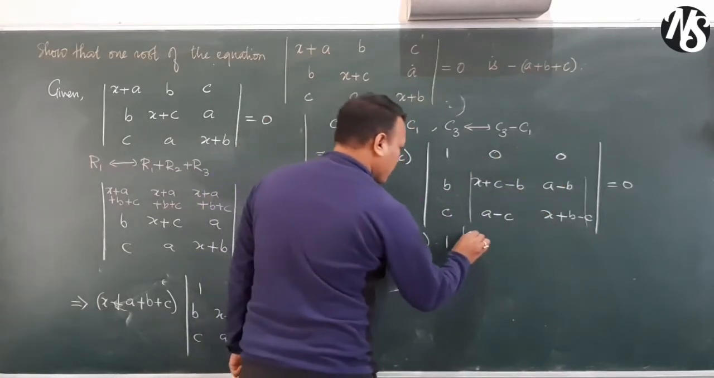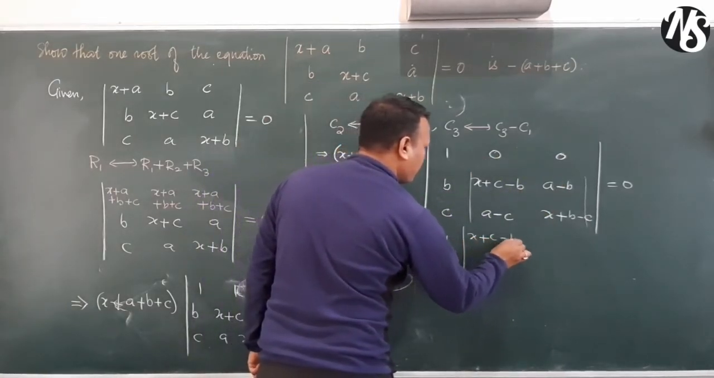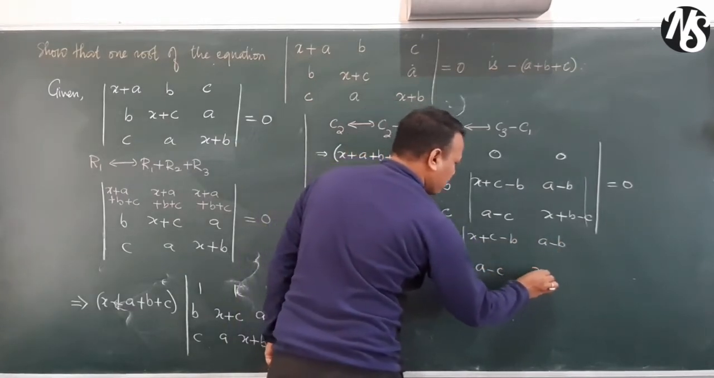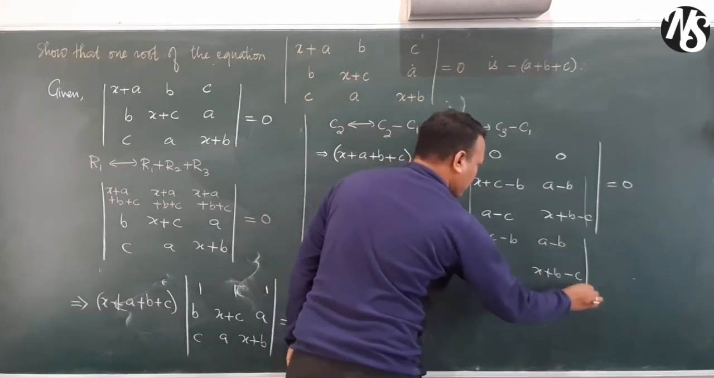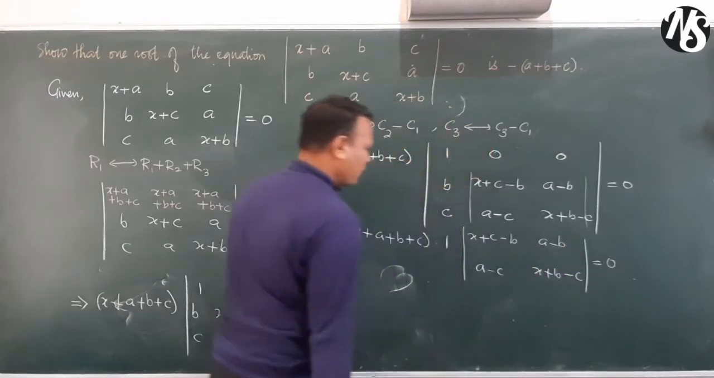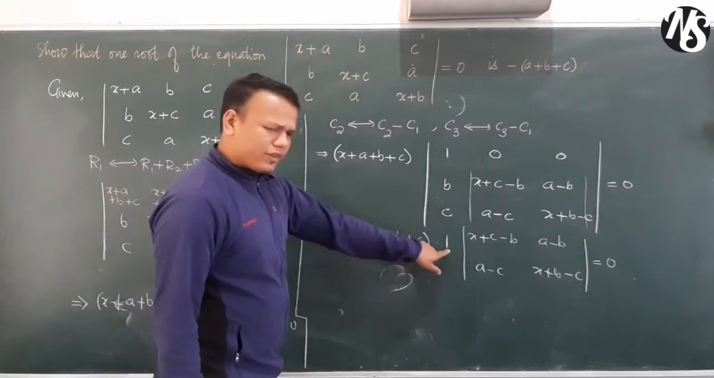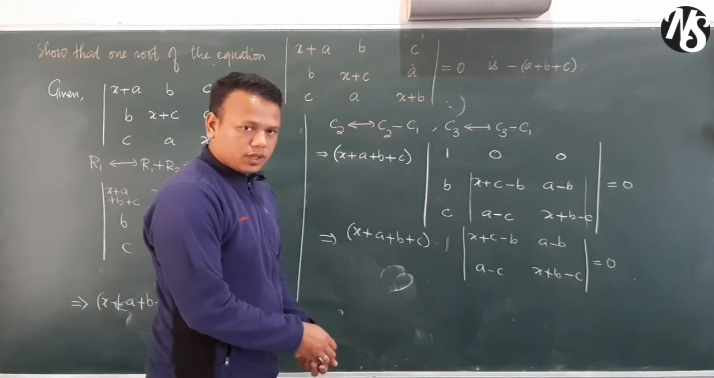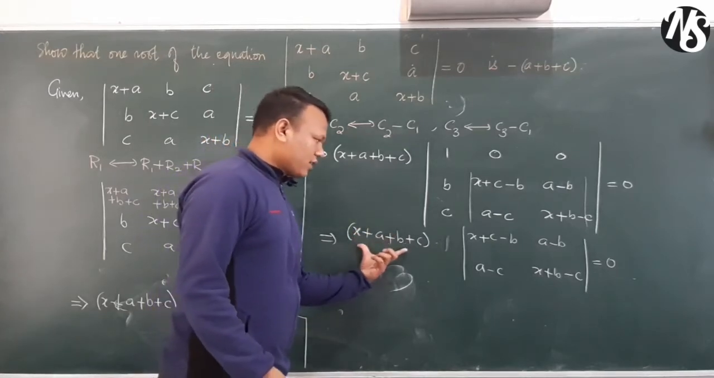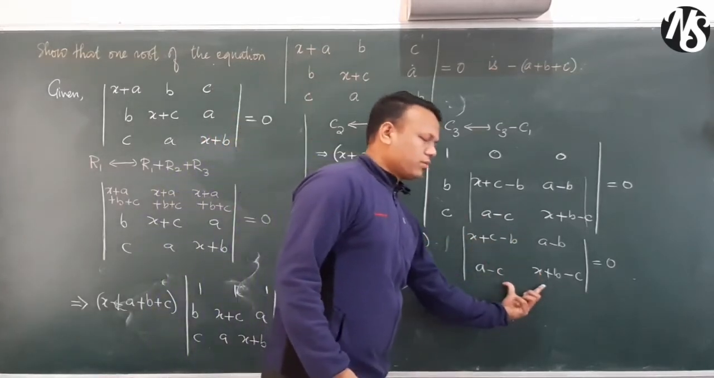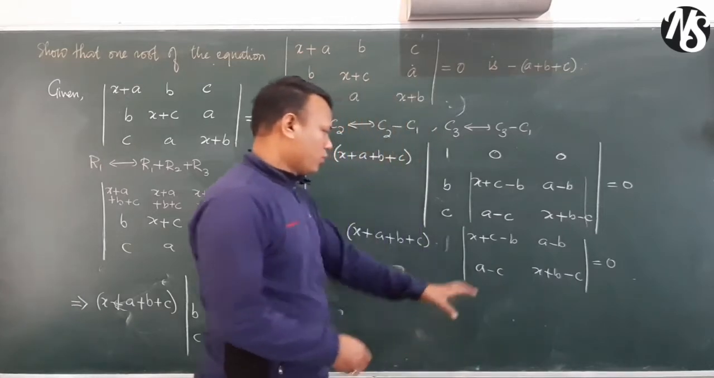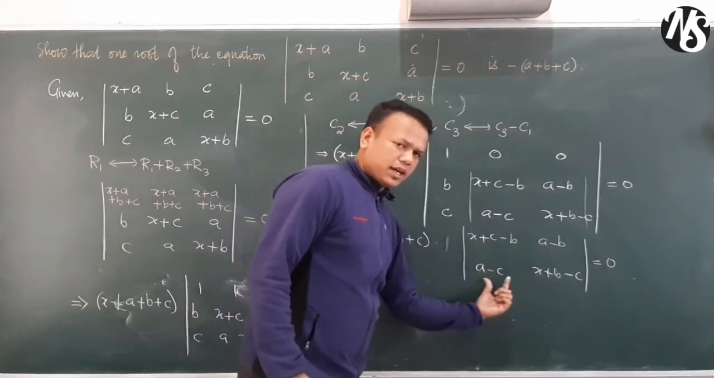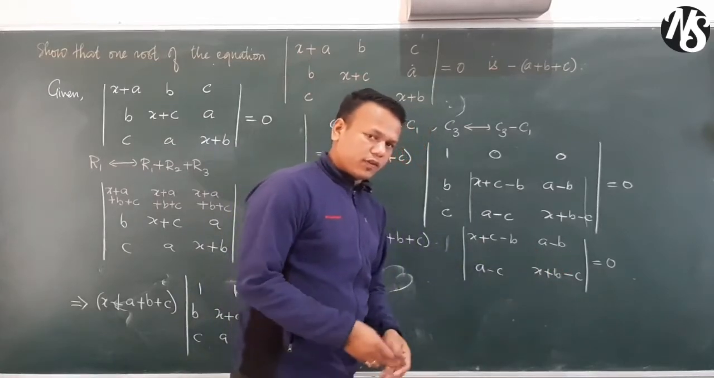So you get x plus c minus b, a minus b, a minus c, x plus b minus c is equal to 0. Now, do we have a row of 1 here? No. 1 into anything will remain as it is. So that means either this has to be 0 or this has to be 0. If you want to simplify this determinant, that also can be done. Remember, this into this minus this into this. From there also you can find the value of x.